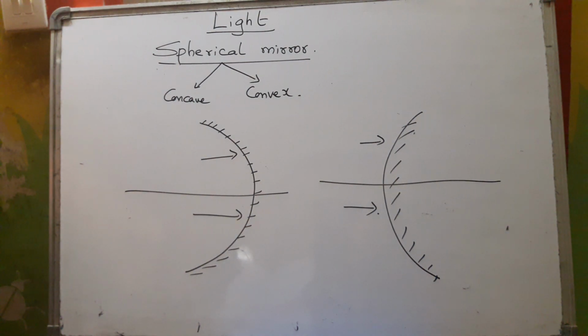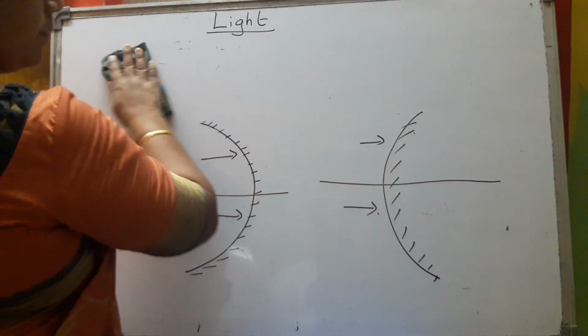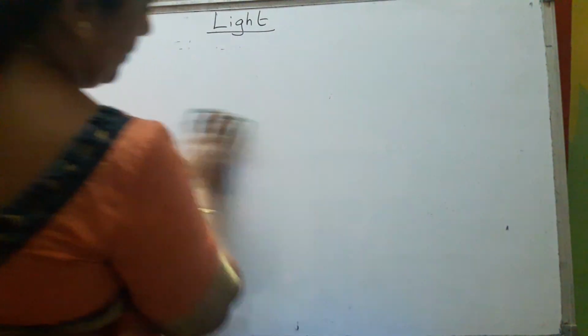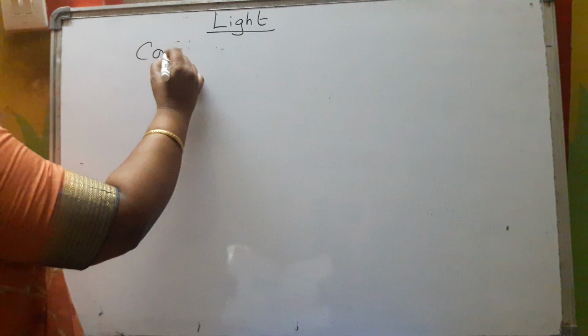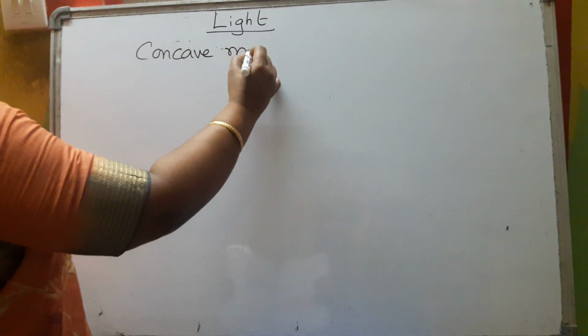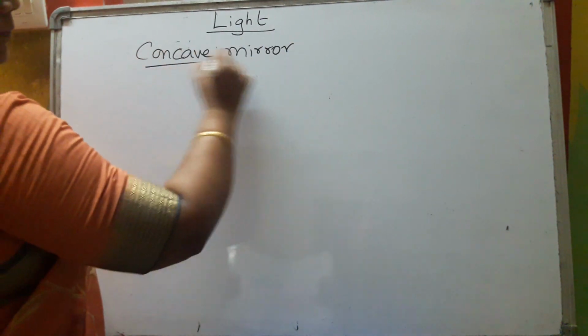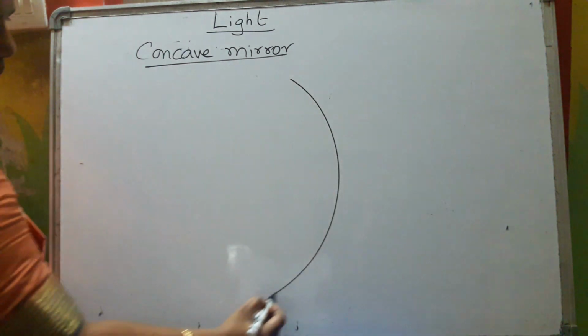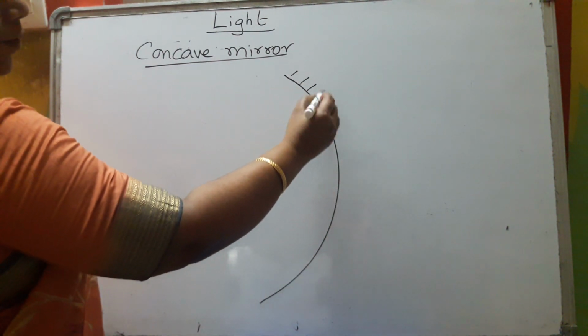It is already there in the textbook. You need to mark and learn all the definitions before you go ahead with the ray diagrams. Definitions for concave mirror. This is the concave mirror.